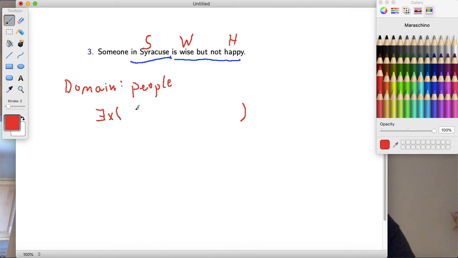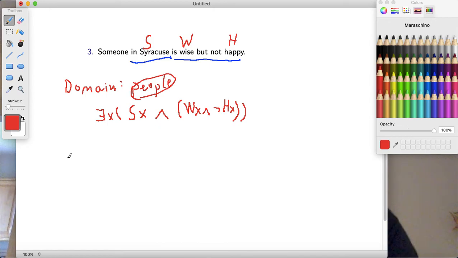All right. So in the domain of people, my restrictor predicate goes here, that's being from Syracuse, x is from Syracuse, and now I write my main predicate. So how do I say x is wise but not happy? My main predicate is wise x but not happy x. So what this sentence as a whole is saying is that there exists some object x in our domain of people such that x is from Syracuse and x is wise but not happy.